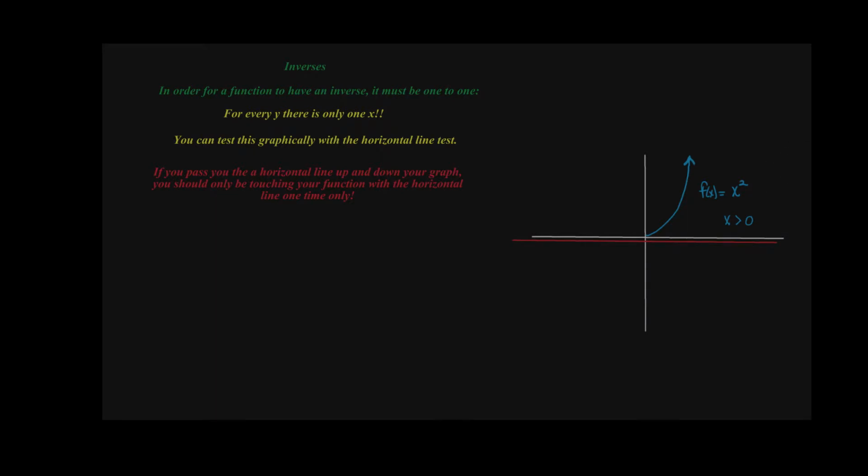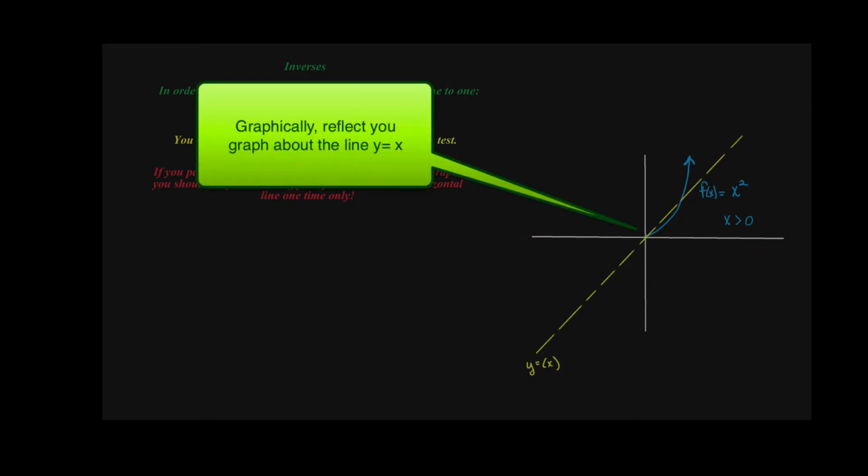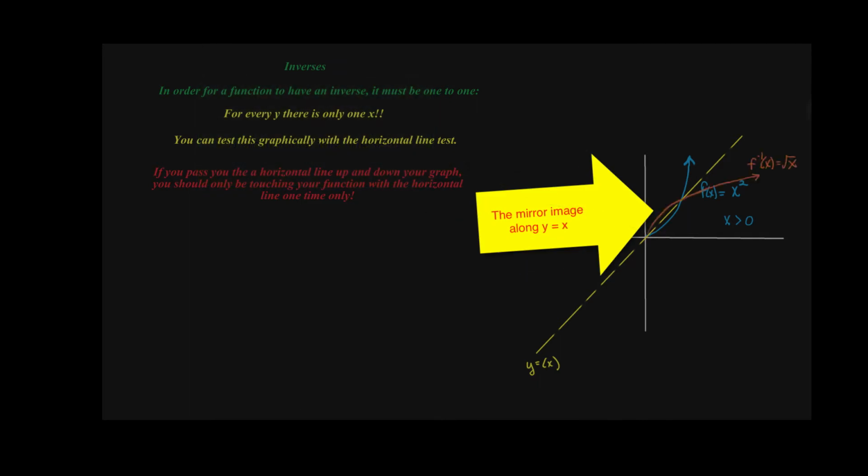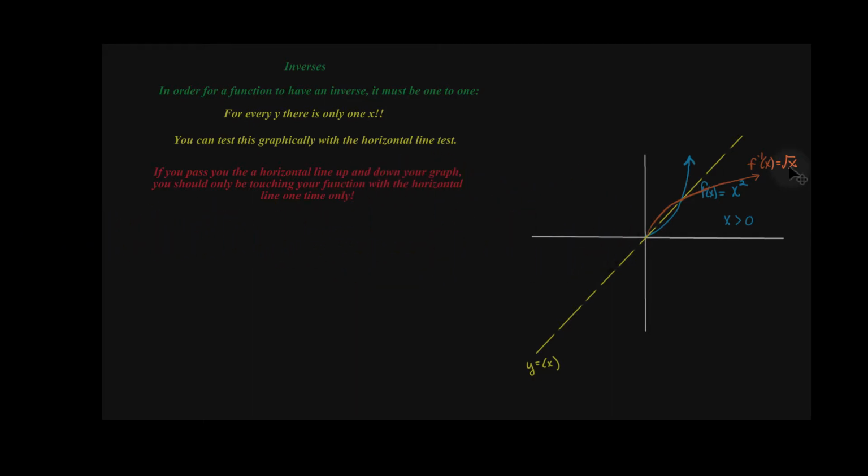So, how do you find these inverses? Graphically, I can find the inverse by reflecting about the line y equals x. So wherever it's close to the axis, I'll be close, get further away, come back, and it should look something like this. And if you were to solve for the inverse, you'd see that it was the square root of x. All right? So reflected about the line y equals x.